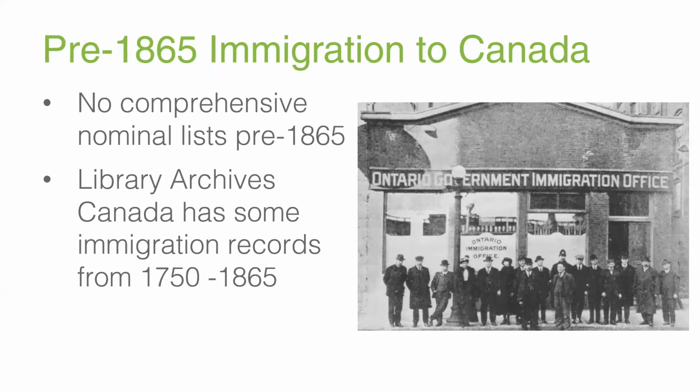Now, immigration to Canada is very tricky because before 1865, there are no comprehensive nominal lists of people coming into Canada, no immigration lists. There might be some out there, and there certainly are. People have scoured some up, but they are few and far between, and they might not be digitized, or you might just have to go and view them in person on microfilm. Library and Archives Canada has some great immigration records from about 1750 to 1865, but again, they are limited and definitely not comprehensive for your immigrants who came before that time period.